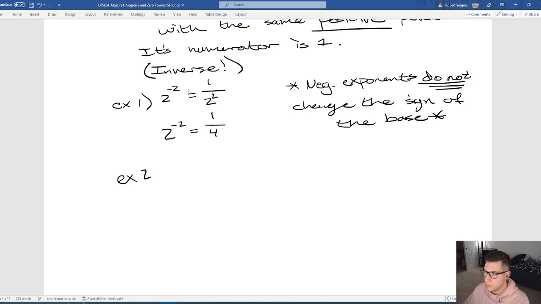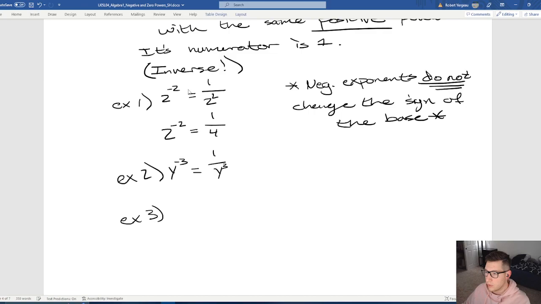Example 2. Well, let's take y to the negative 3rd. Now, again, y is just a variable, and so I'm going to end up just leaving the power on it, but I have to change this, and so I'm going to have 1 over y to the positive 3rd. So again, taking that inverse, taking that reciprocal, simply flipping it. Now, this is going to come up, and so I also want us to be really comfortable with this. We're going to look at example 3.